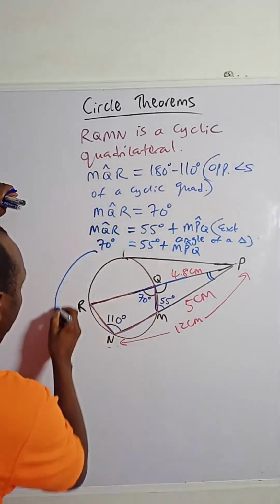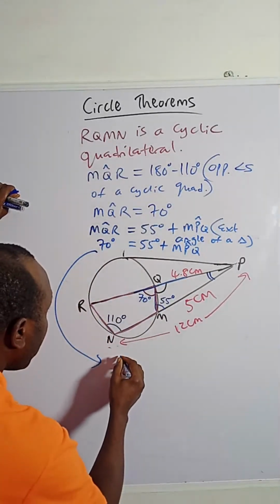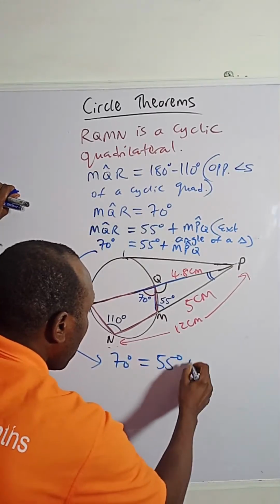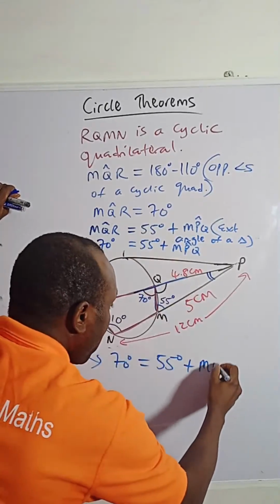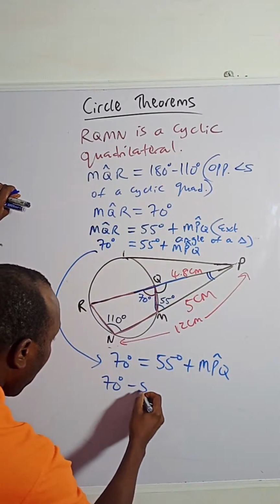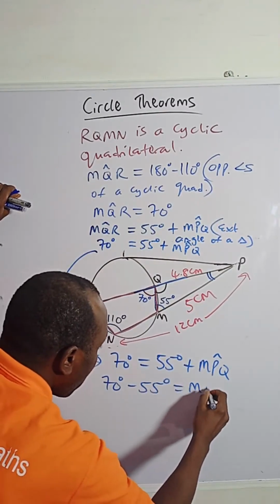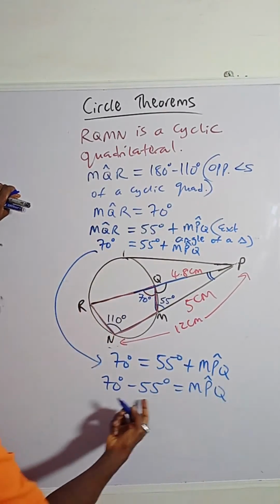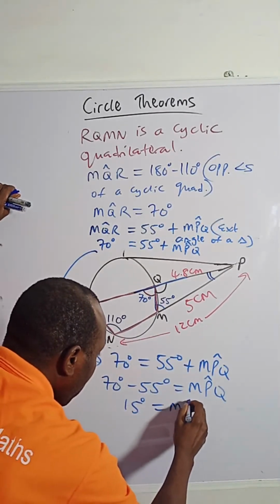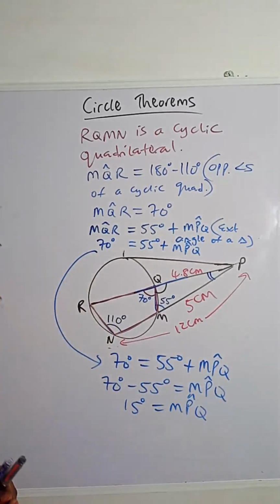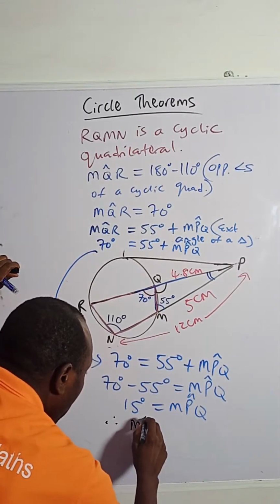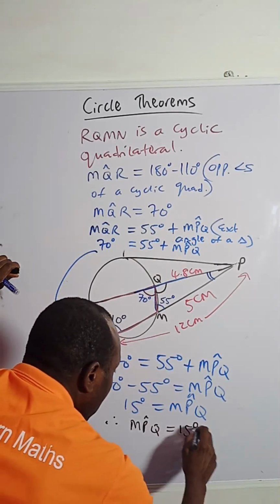So bringing this over here now, I have 70 degrees. I'll just write it is equal to 55 degrees plus angle MPQ. Move this over to the left-hand side. You have 70 degrees minus 55 degrees is equal to MPQ. And what's this minus this? That's 15 degrees. So I'll say, therefore, angle MPQ is equal to 15 degrees.